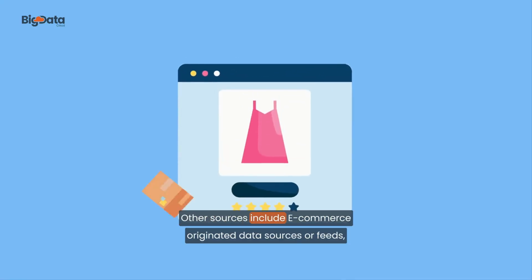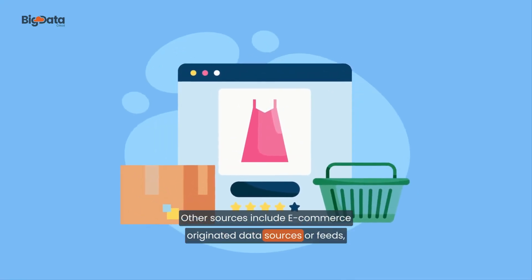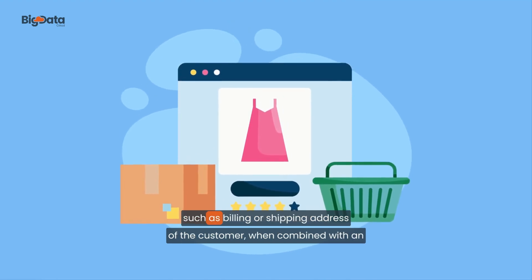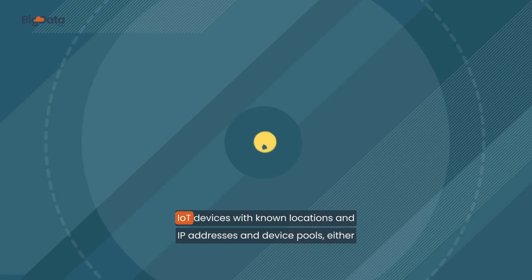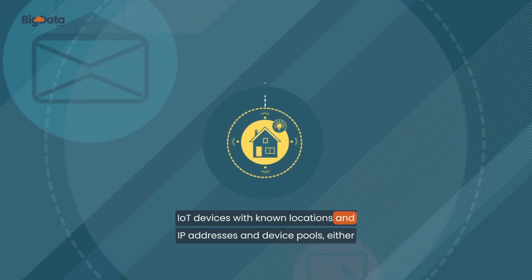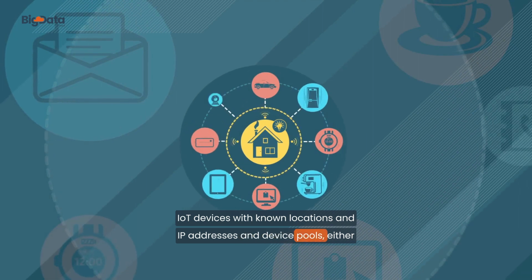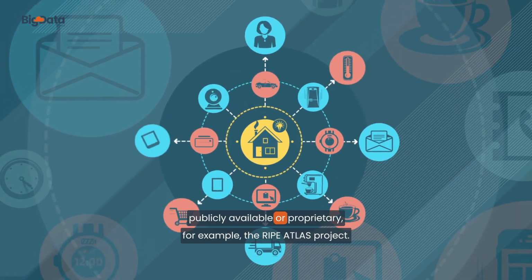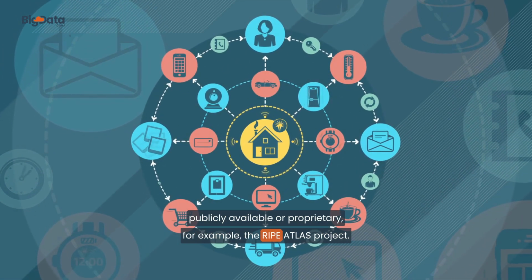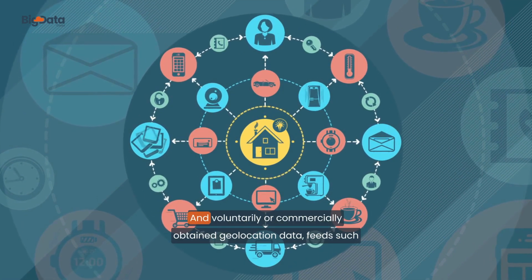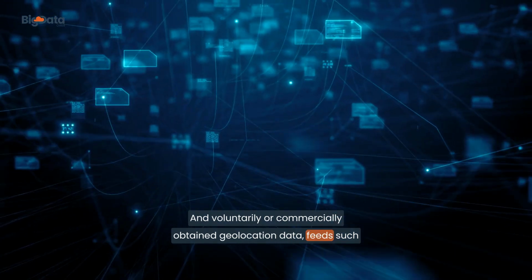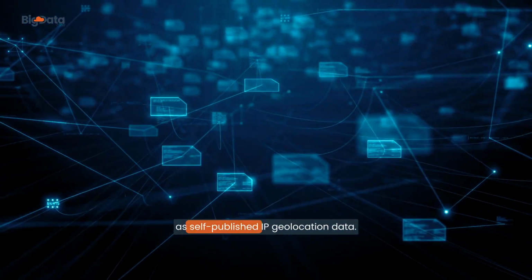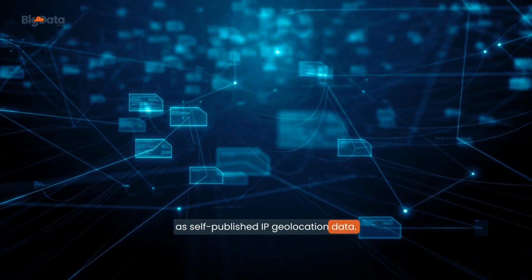Other sources include e-commerce originated data sources or feeds, such as billing or shipping address of the customer when combined with an IP address used for the transaction. IoT devices with known locations and IP addresses and device pools, either publicly available or proprietary, for example, the RIPE Atlas project. And voluntarily or commercially obtained geolocation data feeds such as self-published IP geolocation data.